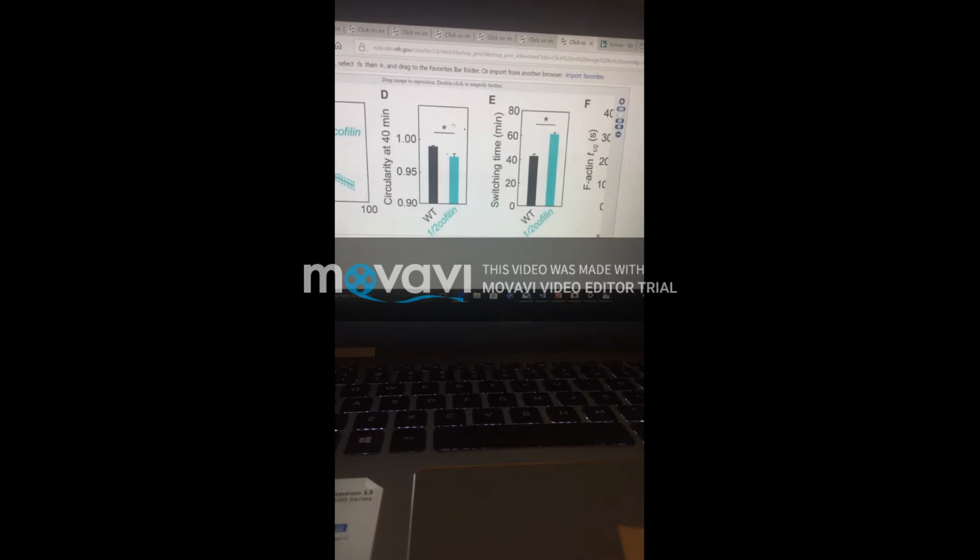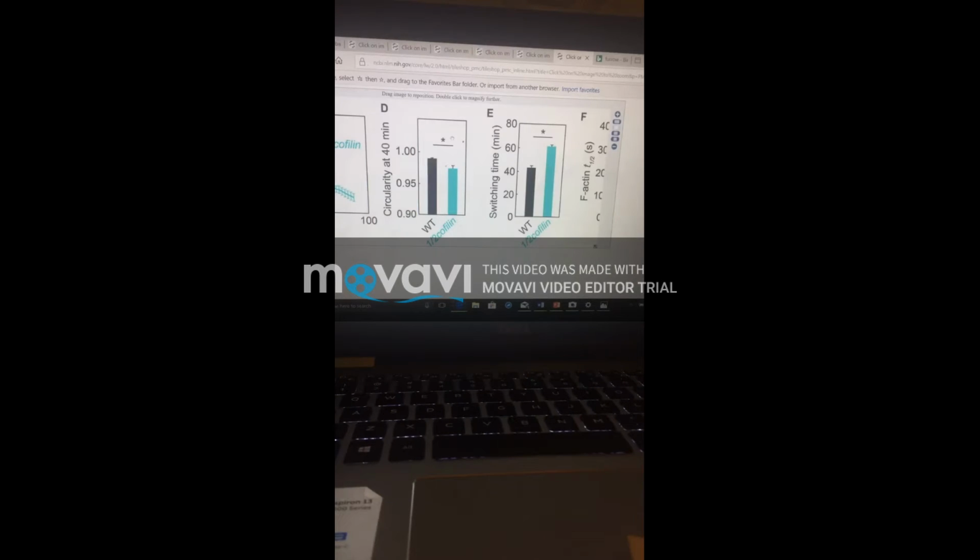D compares circularity at 40 minutes for the wild type versus the mutant. They have relatively similar circularity at 40 minutes, but the wild type is a little bit higher than the mutant. E shows the phase switching times from phase 1 to phase 2. The mutant actually has a slower phase switching time than the wild type.